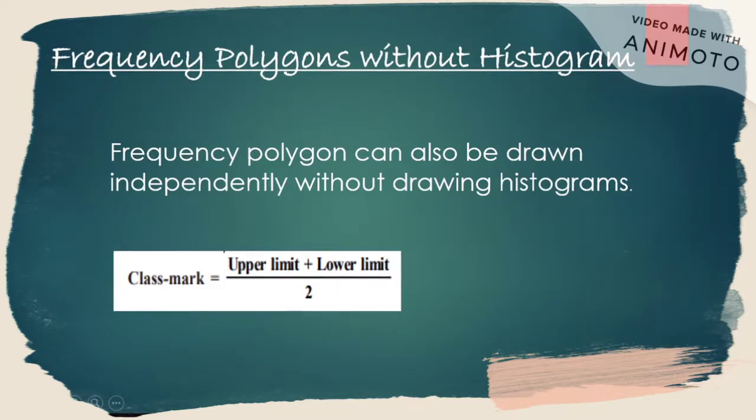Next, to find the class mark of a class interval, we have to find the sum of the upper limit and the lower limit of the class, and then divide it by 2. On the screen at the bottom we can also see the formula written for class mark. The formula for class mark is the sum of the upper limit and lower limit divided by 2. By this we can find the class mark. Next slide please.